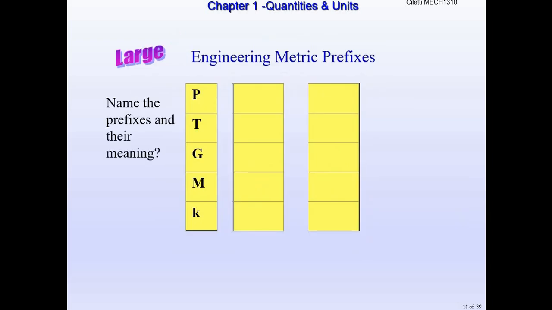Here are the engineering metric prefixes that we are going to use. I suggest making sure that you are putting these in your notes. These are called the large prefixes, so these are the numbers we're talking about when we are greater than 1. P is peta, that's 10 to the 15th, a very, very large number. We aren't quite there yet with hard drives, but you will recognize T.